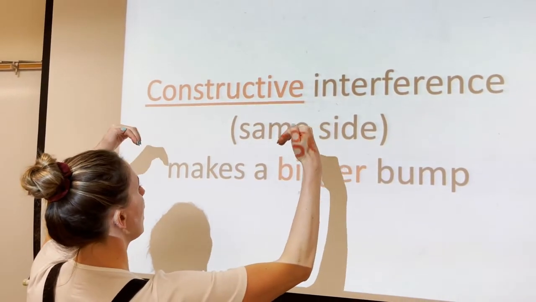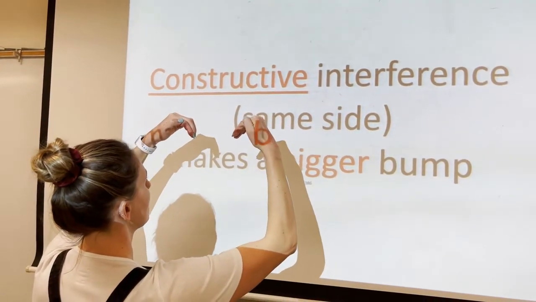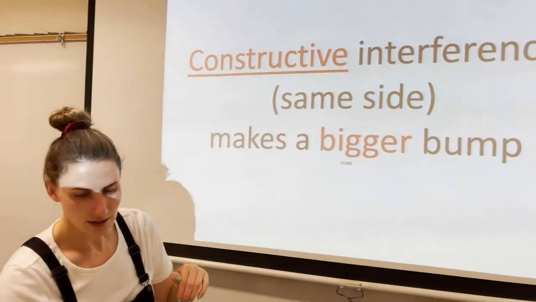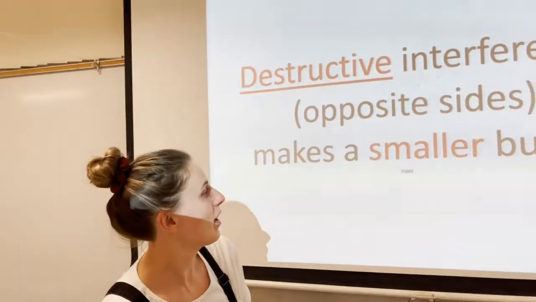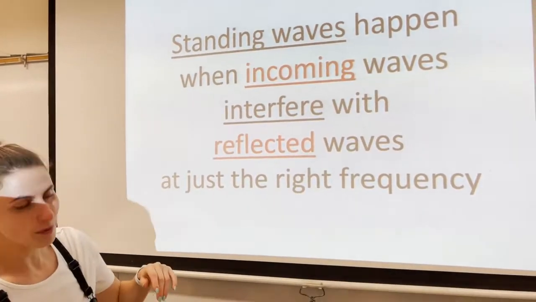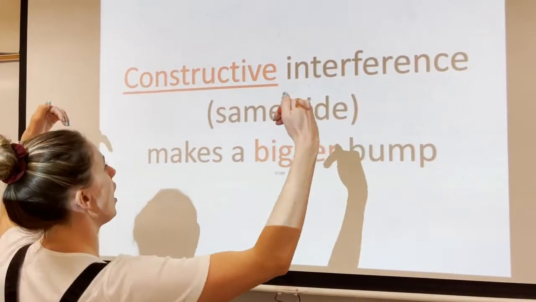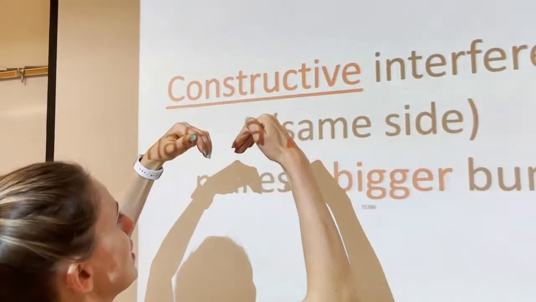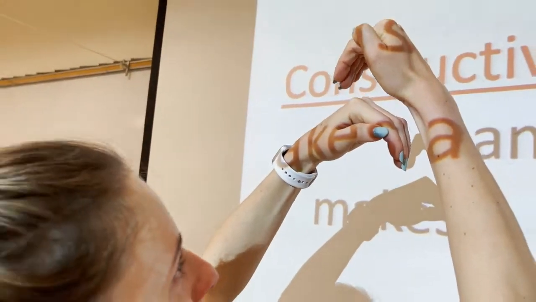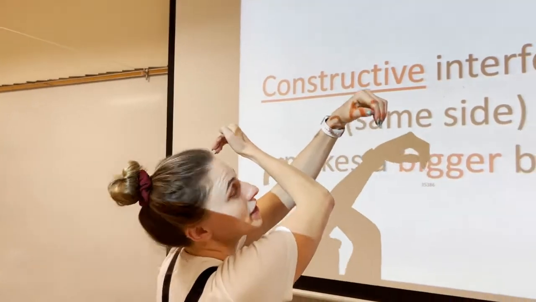When two waves are coming towards each other, when they finally meet, they're on the same side. When they finally meet, they make a bigger bump. They add algebraically, and then they move through each other. Pass through each other.